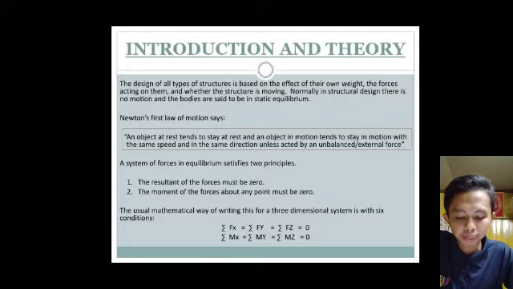unless acted on by an unbalanced force. A system of forces in equilibrium satisfies two principles. 1. The resultant of the forces must be 0. 2. The moment of the forces about any point must be 0. The usual mathematical way of writing this for a three-dimensional system is with six conditions: Fx, Fy, Fz equal 0, Mx, My, Mz equal 0.